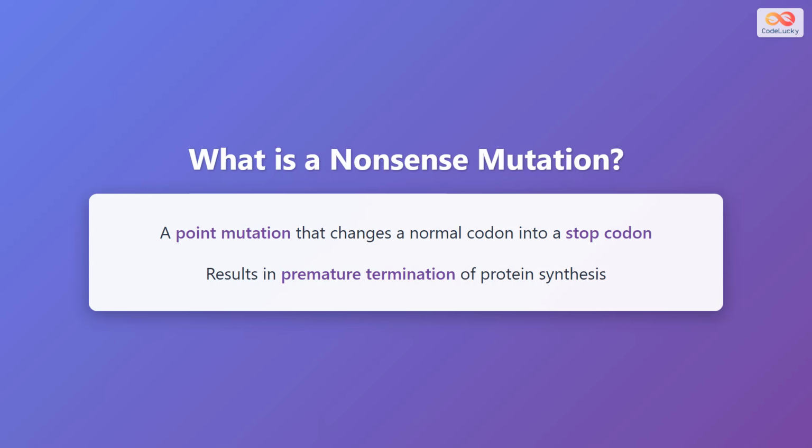A nonsense mutation is a specific type of point mutation, meaning it involves a change in just a single nucleotide in the DNA sequence. What makes it particularly significant is that this single change converts a normal codon that codes for an amino acid into a stop codon. Stop codons are signals that tell the cellular machinery to halt protein synthesis. When this happens prematurely, before the protein is fully built, we get a truncated or shortened protein that typically cannot perform its intended function in the cell.